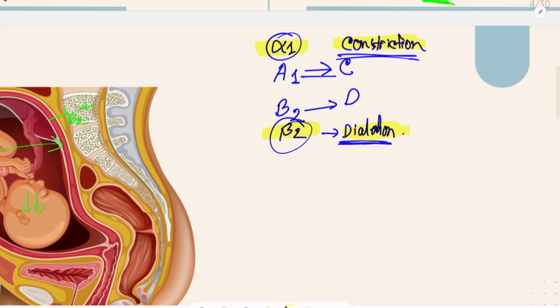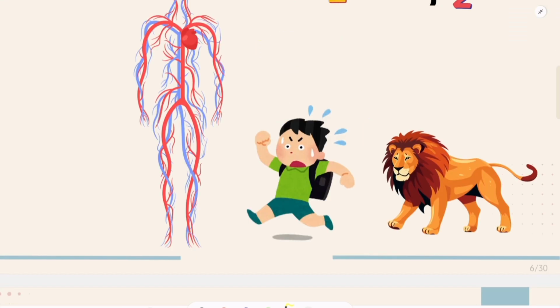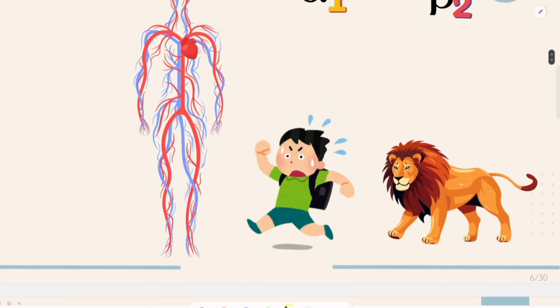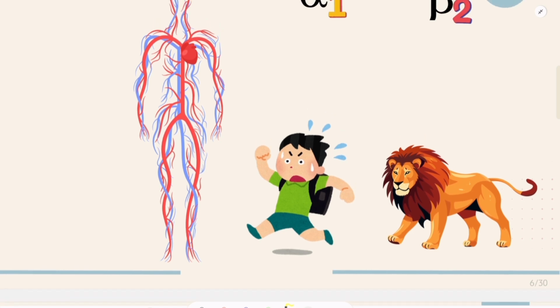This is also easy to remember. Suppose a lion comes in front of us. What can we do at this time? Either we can fight with the lion and kill it. Obviously, we are not superhero to kill the lion. Or the second option, which is better option for us, to run away.